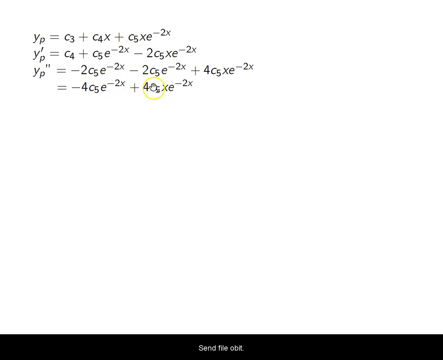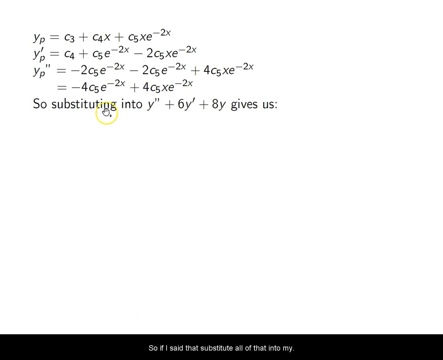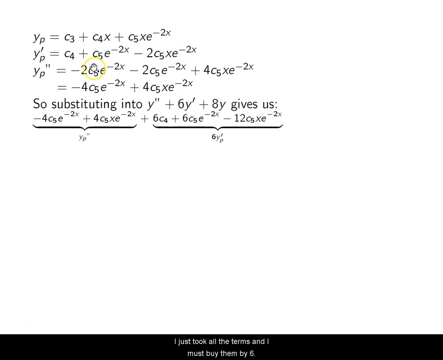Okay. So simplify a little bit. If I substitute all of that into my equation, then I will have my y double prime, which is just here: negative 4c5e^(-2x) plus 4c5xe^(-2x) once I simplify, and then 6 times my y prime. I just took all the terms and multiplied them by 6, and I will add plus 8 times my yp here.